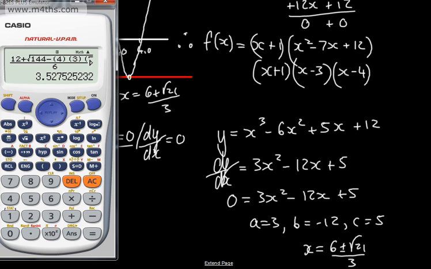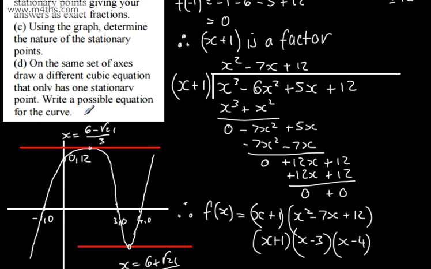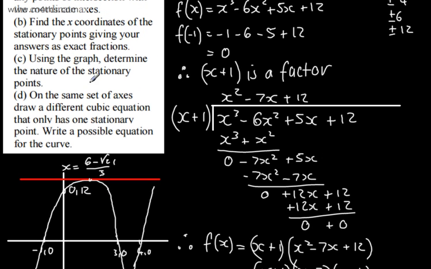Let's just put in the negative here to have a look. And that is going to give us 0.47 and so on. That looks okay relative to my graph, though not massively accurate. Okay, using the graph, determine the nature of the stationary points.